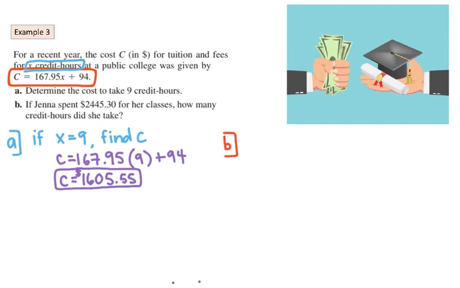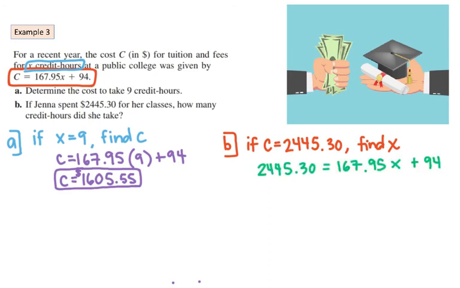Now the second question is actually going in reverse. They told us what Jenna spent, what her cost was, and we want to go backwards and find how many credit hours she took. So we want to find what was X. So in this case, we'll put C equals 2445.30 into the equation. Then we have to do a little bit of algebra to solve for X.